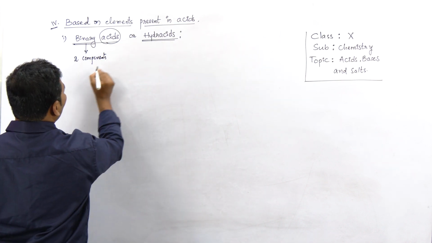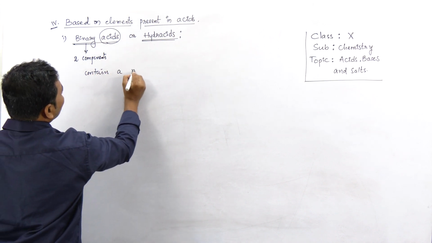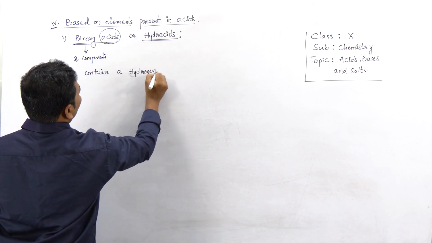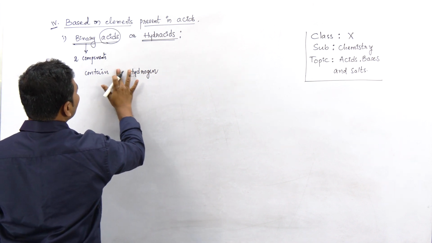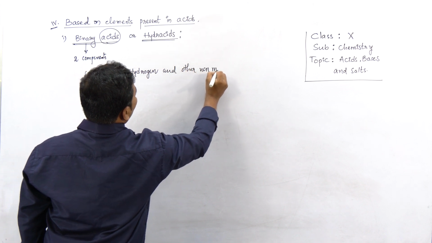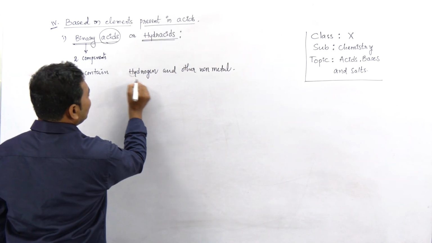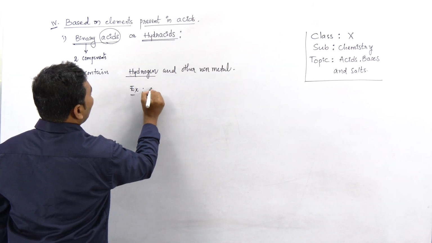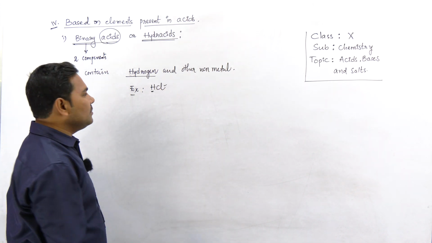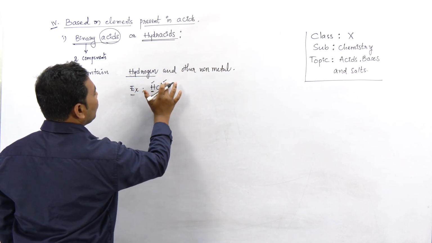These hydracids or binary acids contain a hydrogen atom and another non-metal. They are called binary acids. Now let us see an example, hydrochloric acid, HCl. We have hydrogen and chlorine, which is a non-metal. This is a binary acid because there are two elements, hydrogen and chlorine.